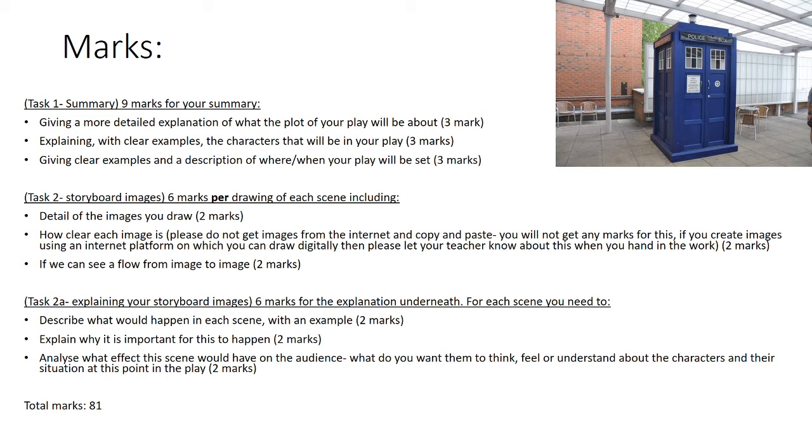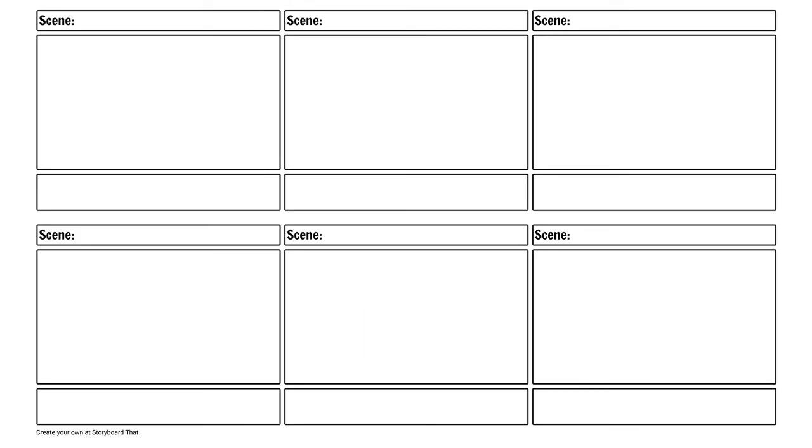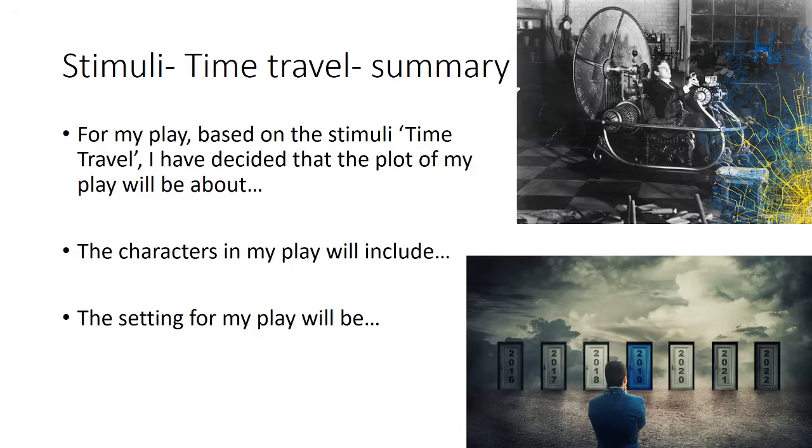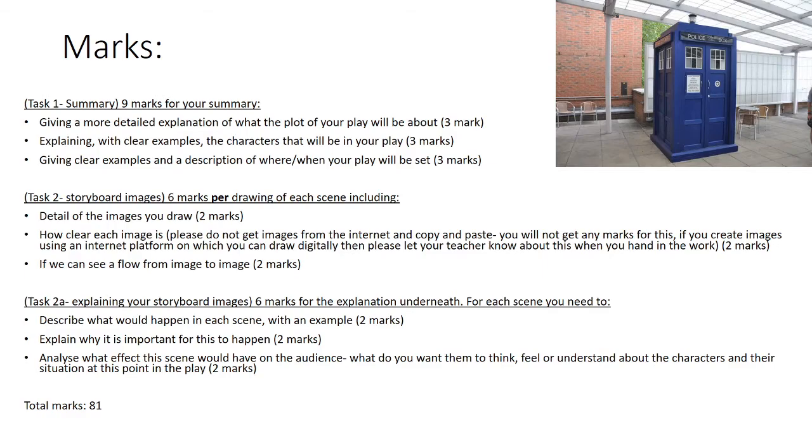So the final bit of the task is explaining your storyboard images. So you'll notice on here, you've got the little box at the top for each one of them that says scene. Then you've got your box underneath where you're going to draw your image. And then underneath, there's a smaller box as well for each one. So now you've got your summary, your characters and your setting. You should have a drawing for each scene. And now I want you to think about explaining them. So what I'd expect to see for those higher marks would be a description of what could happen under each one with an example.